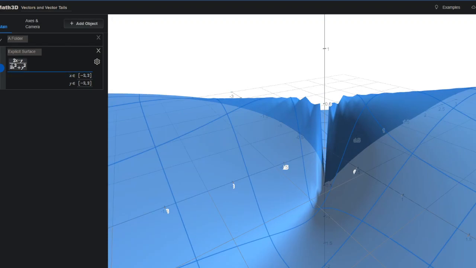Okay, so we'll do one more example here. So let's look at the graph of it first this time.